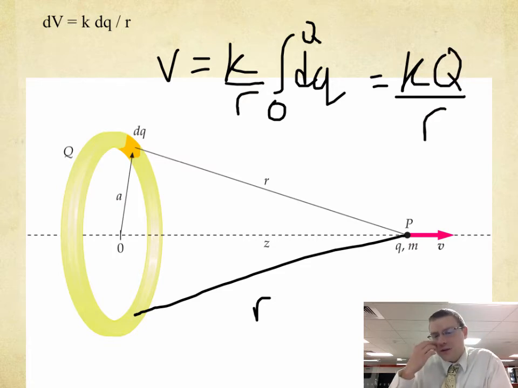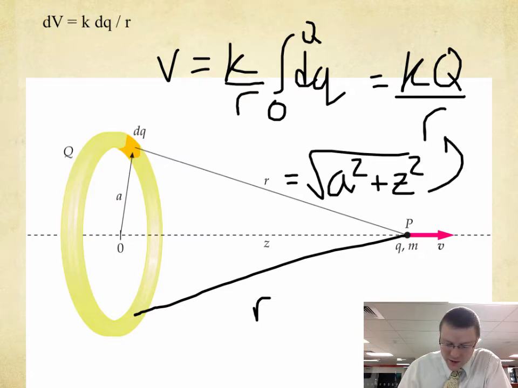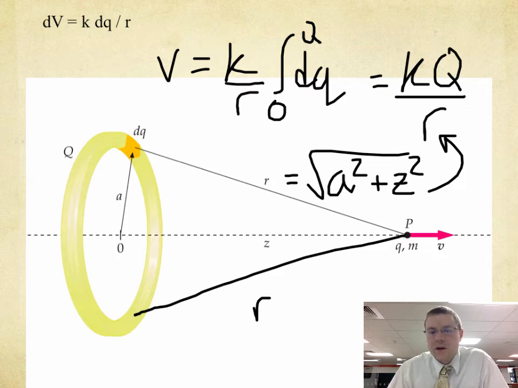And sometimes they want you to write the voltage in terms of constants, not just your r position from the ring. So you can see that the constants there were the radius of the ring and the distance. So r would be the square root of a squared plus z squared. So I put that in there, and that would be my potential, my voltage from the ring. It would depend on the radius of the ring and my distance from the ring.